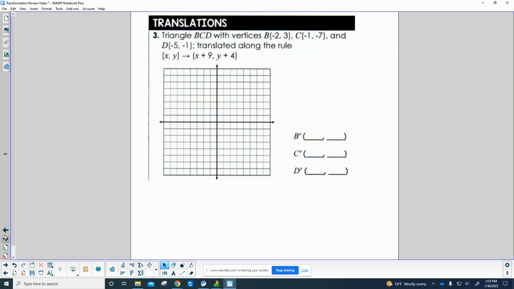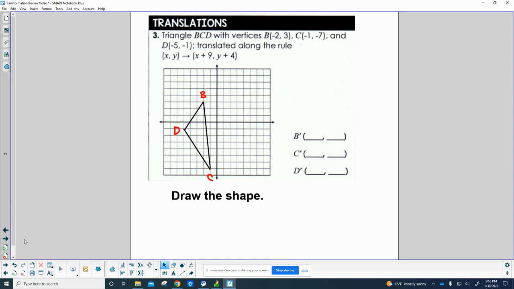All right, this next one, we've got a triangle with these three corners, and we're going to translate it along with the rule x plus 9, y plus 4. So let's start by drawing the initial shape. As you can see, we've got negative 2 and 3 right here, negative 1 and negative 7 down here, and negative 5, negative 1 back here.